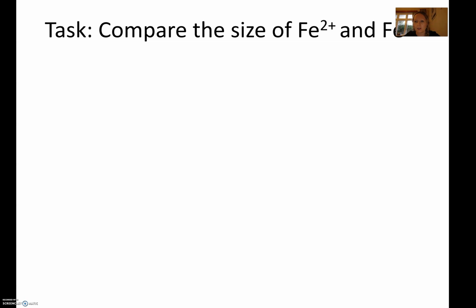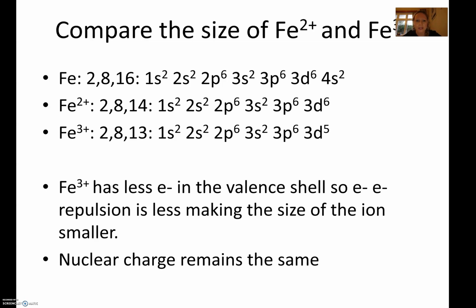If we have a look here, I've answered it just so I can talk you through it. You weren't asked about the atom here, okay? This was not asked, but it's just to give me a discussion point with you all. Fe2+ has the electron configuration 3d6 and Fe3+ is 3d5. So which one do we think is going to be smaller?